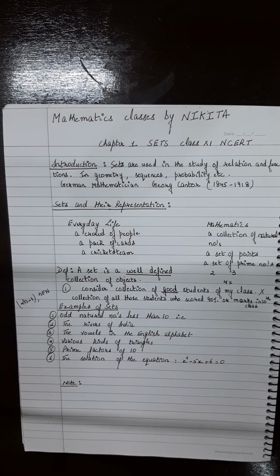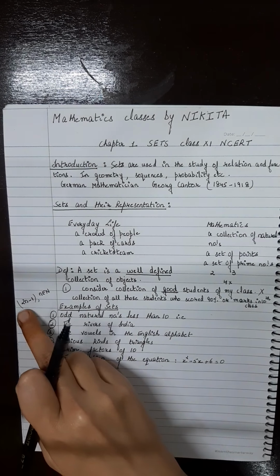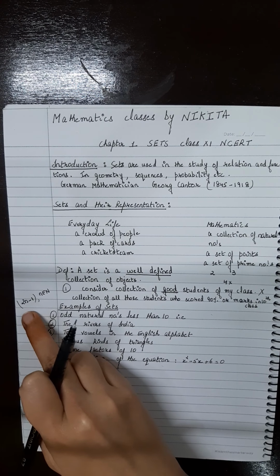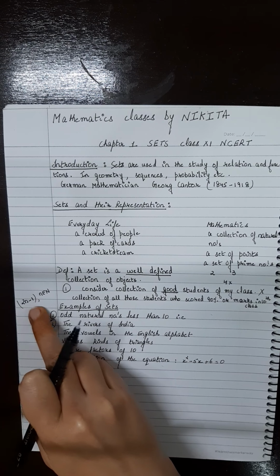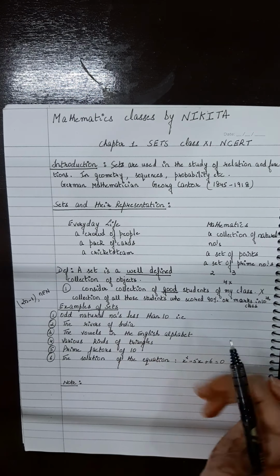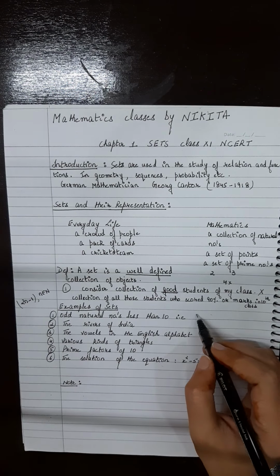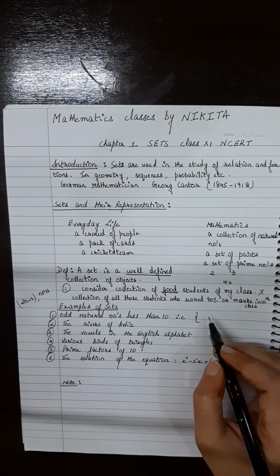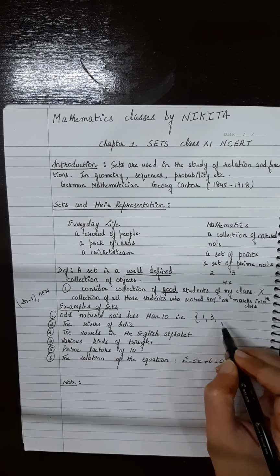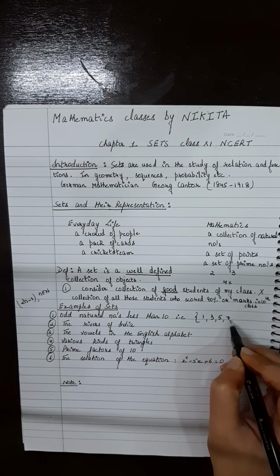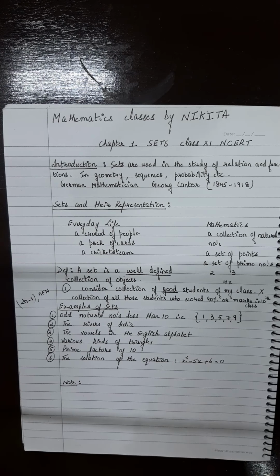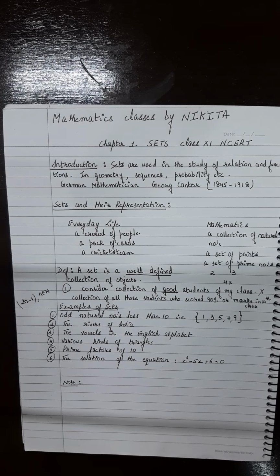So these are odd numbers because 1 can be written as 2 into 1 minus 1, 3 can be written as 2 into 2 minus 1, and so on. So odd natural numbers less than 10 will be 1, 3, 5, 7 and 9. So this is my set. It is a well defined collection of objects.